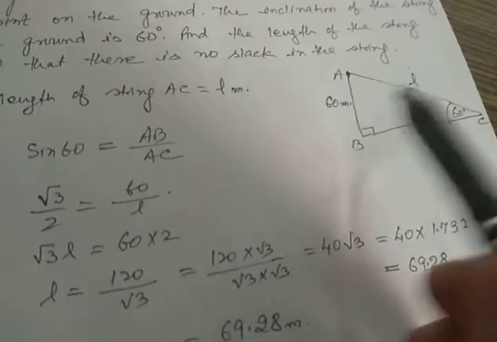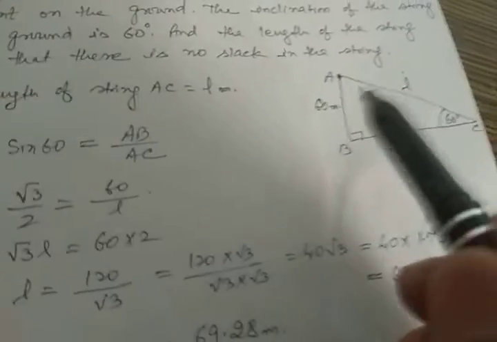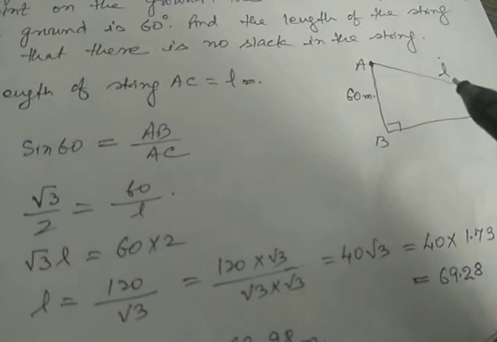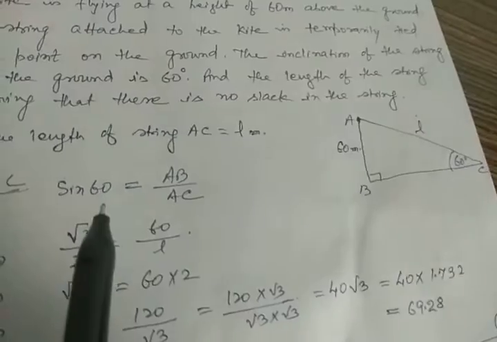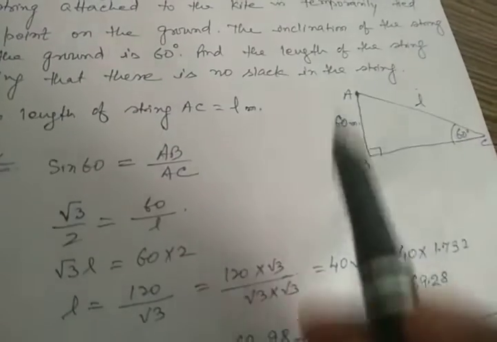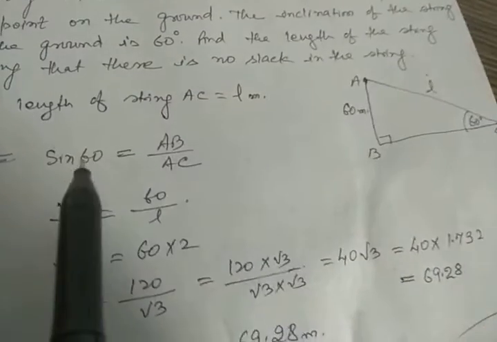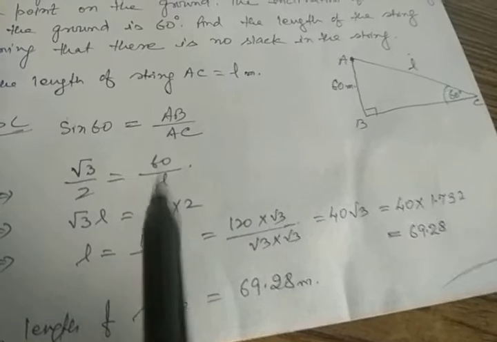Now perpendicular and hypotenuse, L is required here. So between these two, there is a relation of sine. So we use sine 60. Sine 60 is equal to AB by AC. Clear? Sine 60 means AB by AC. Now sine 60 is root 3 by 2, so root 3 by 2 equals 60 by L.